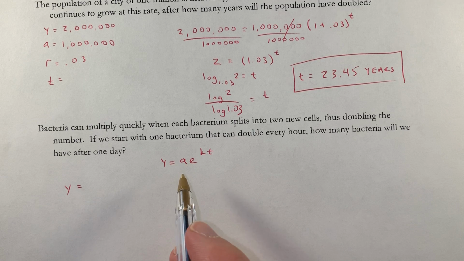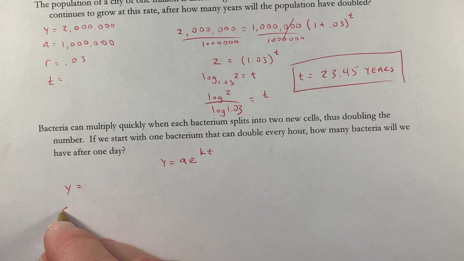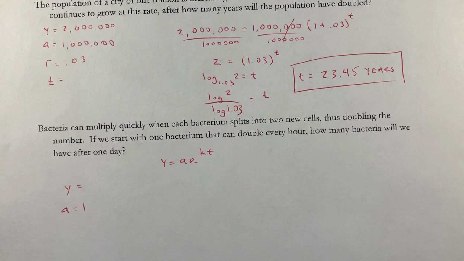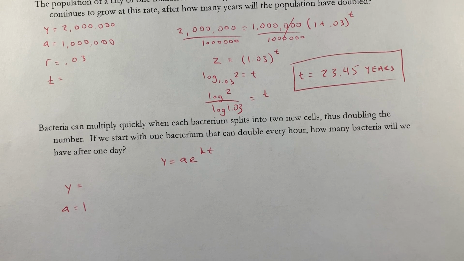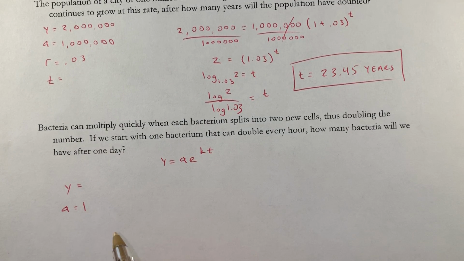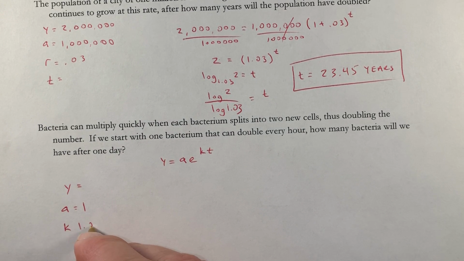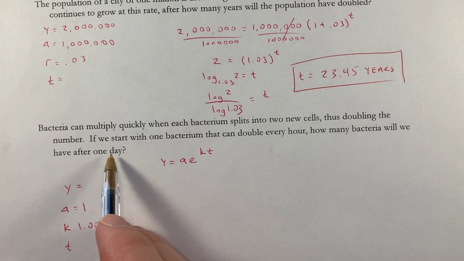A is the amount we start with. We started with 1 bacterium. E is a number, not a variable. K: now, if this is doubling, that means it's growing by 100% every hour. So that's 1.00. And T is 1 day.